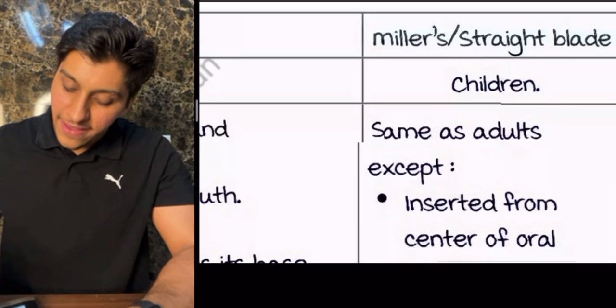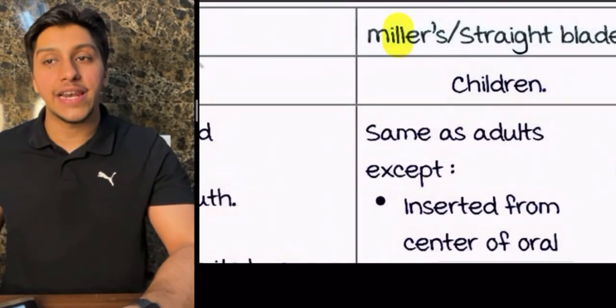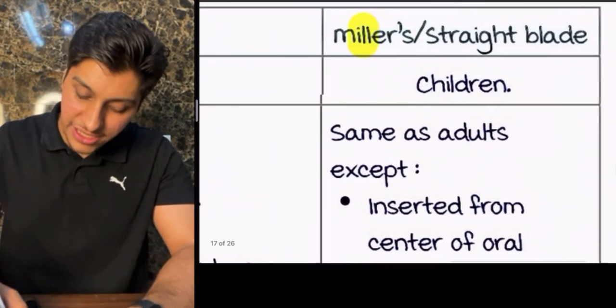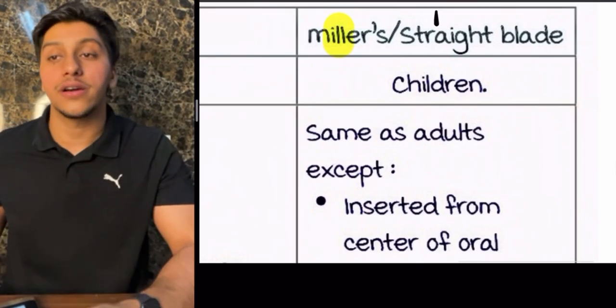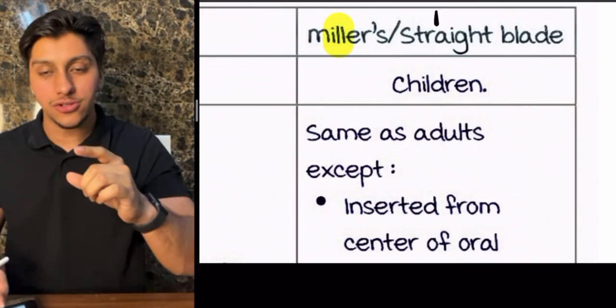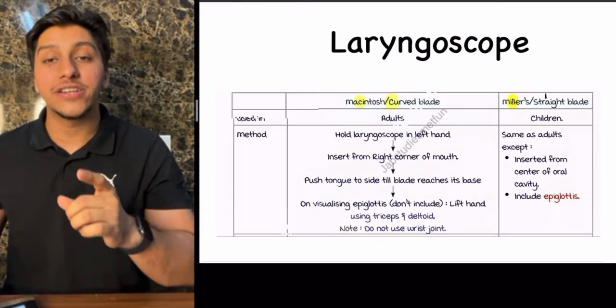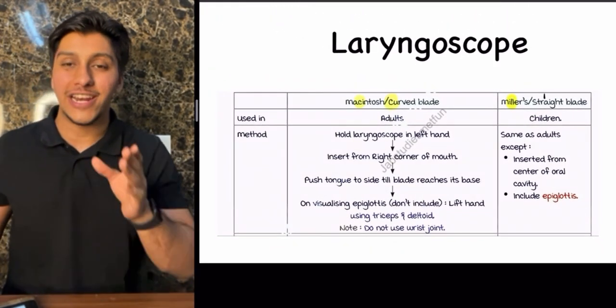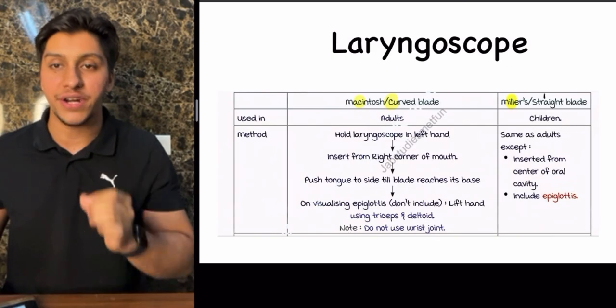So how do you remember this? M-I-L. Miller has an L in it, and L is like a straight line. So it will be a straight blade. Okay, so Miller is a straight line, and Macintosh has a C, so it will be a curved blade. Remember, Macintosh or curved blade is used in adults, whereas Miller or straight blade is used in pediatric cases.